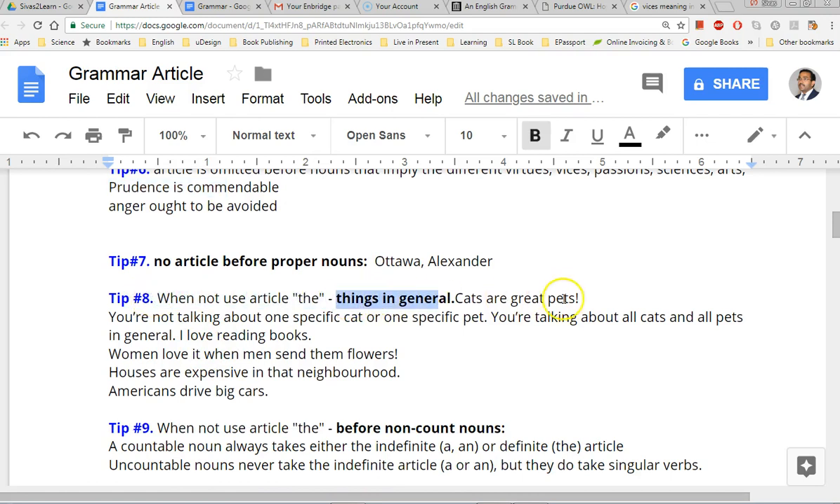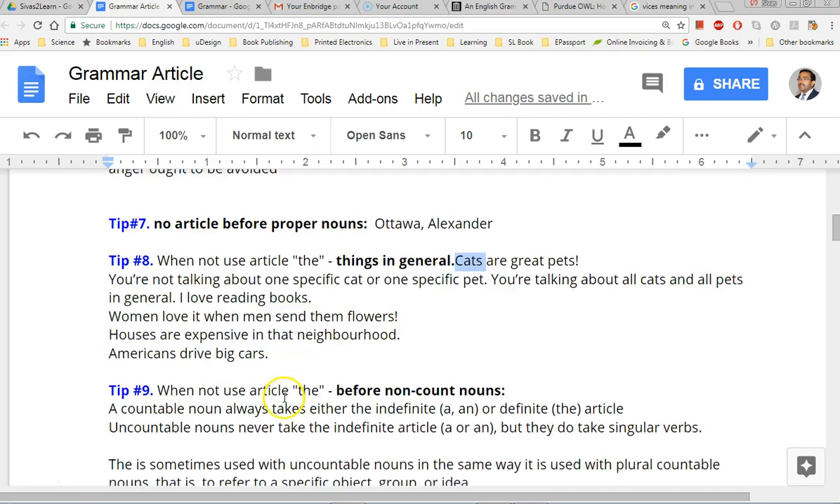Things in general. Cats are great pets. So you are talking about cats in general, so don't use any article. You are not talking about one specific cat. Okay. You are talking about all cats and all pets in general. I love reading books. So in general. Women love it when men send them flowers. So in general. Houses are expensive in that neighborhood. Americans drive big cars. Okay.